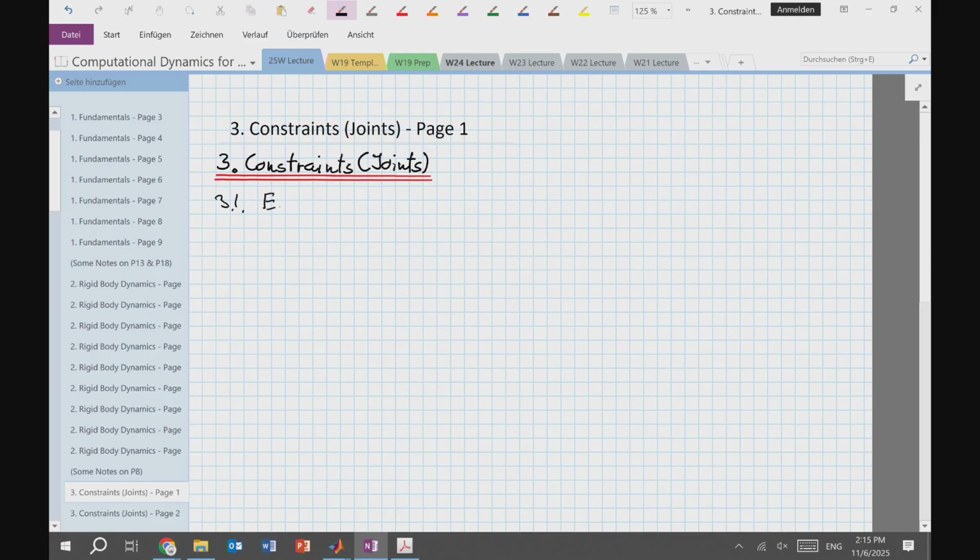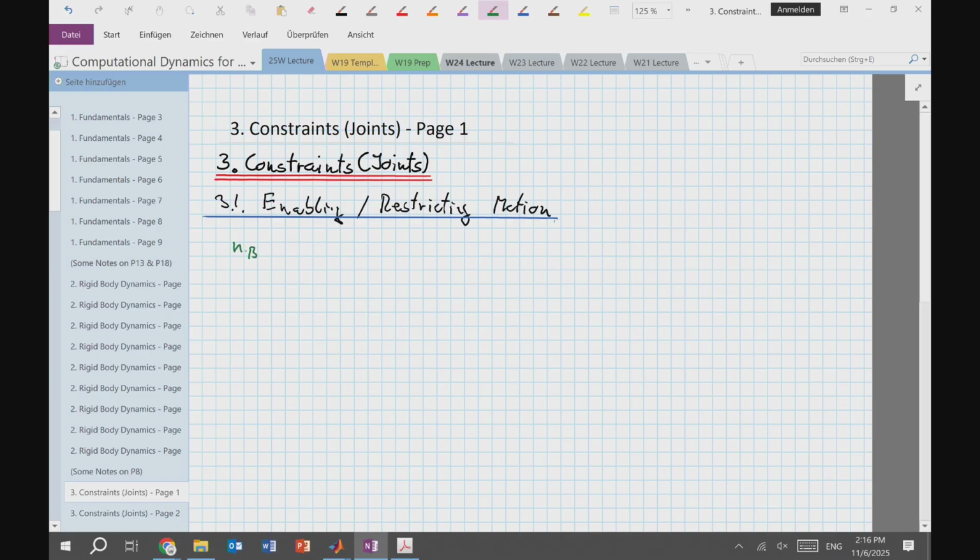Joints are enabling and restricting motion at the same time. And this is a bit a question of perspective. And we will actually introduce two mathematical formalisms here that take into account both of these perspectives.